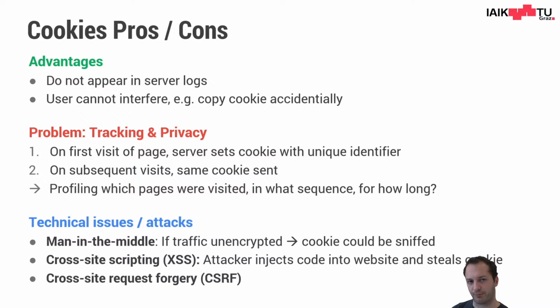Two other technical possible attacks, which are very frequent by the way: cross-site scripting, also abbreviated as XSS, where an attacker injects code into a website because it's vulnerable, and then tries to steal the cookie. Or cross-site request forgery, where an attacker tries to trick you or a browser into executing an action you did not actually intend. But we will still look at these two attacks in detail because they occur very often, they happen very frequently, and you should be aware of that.